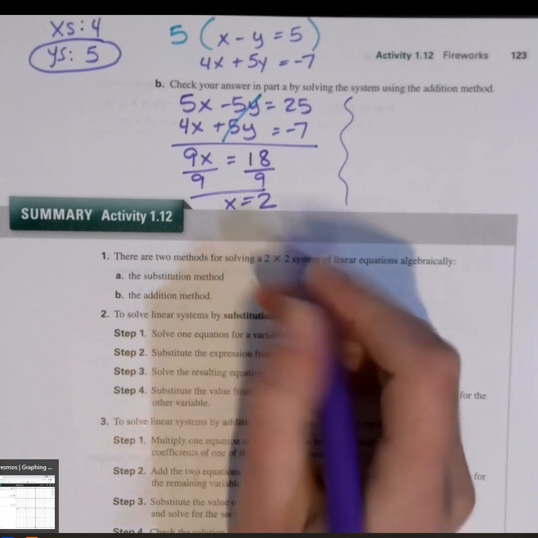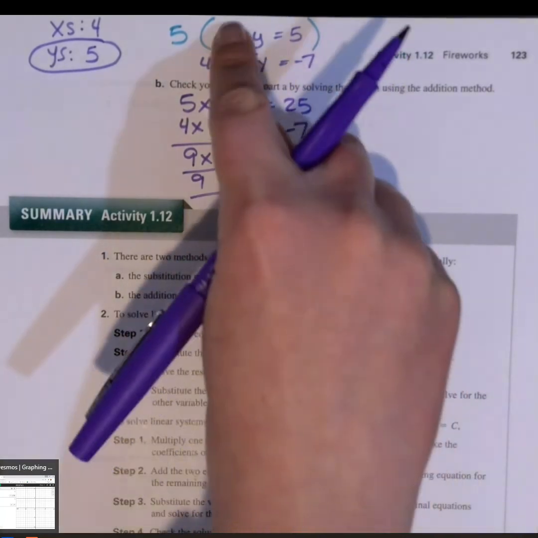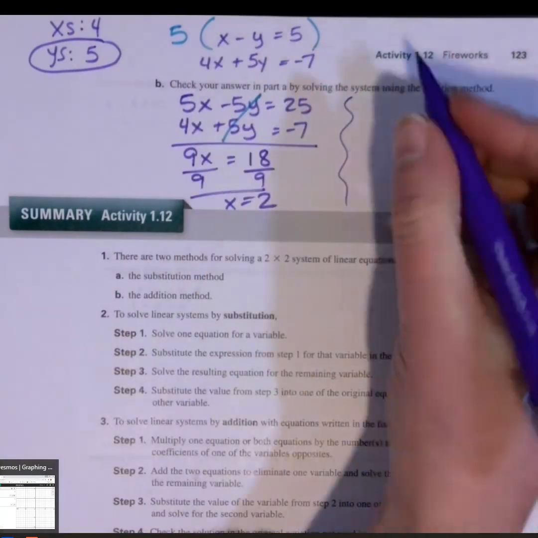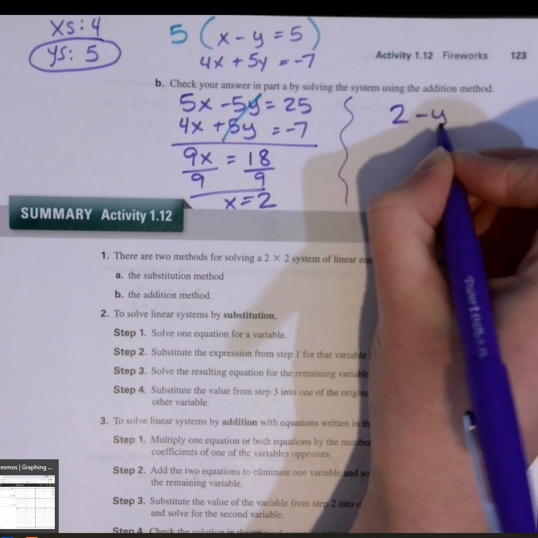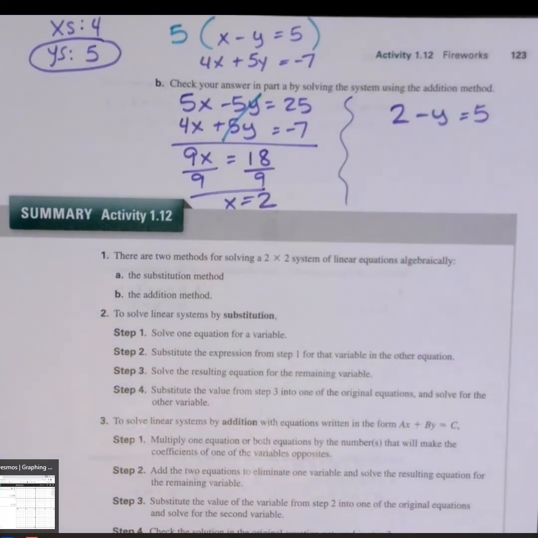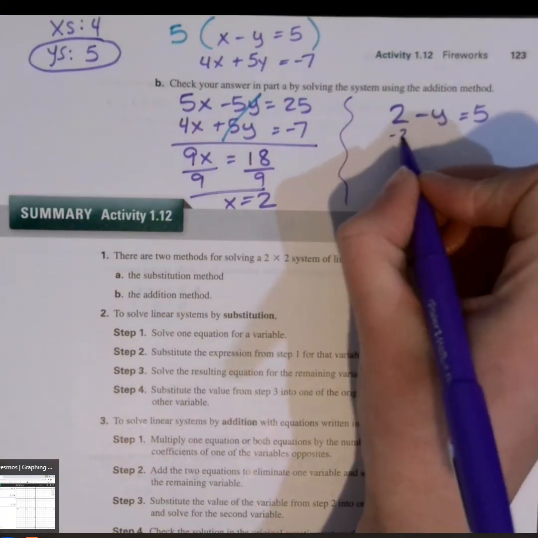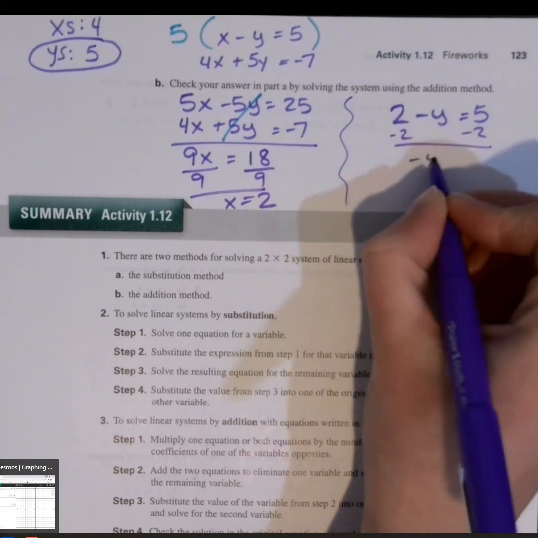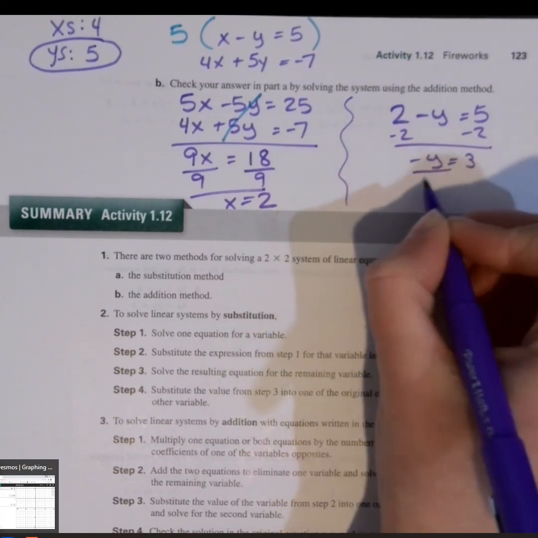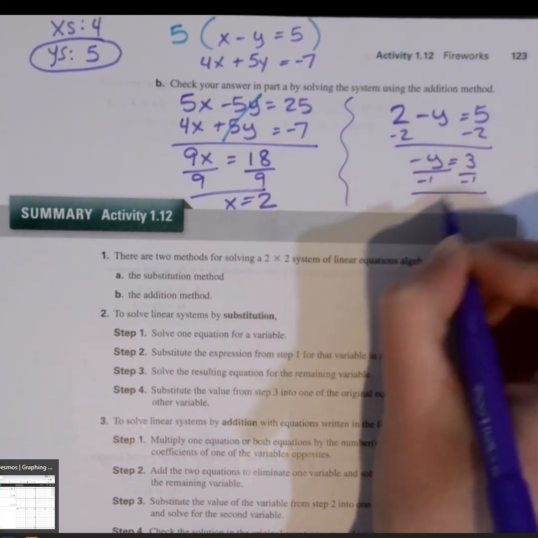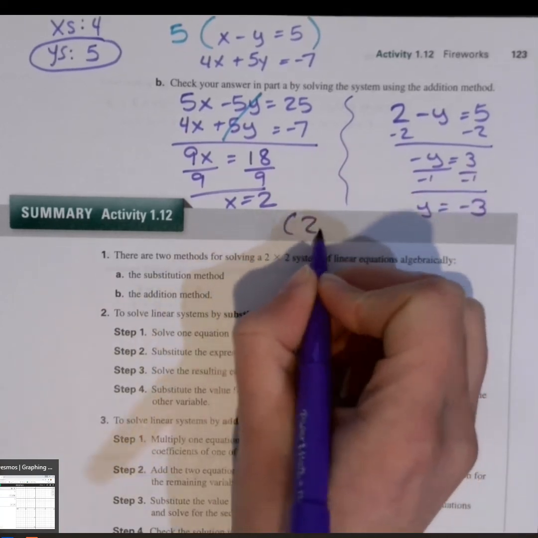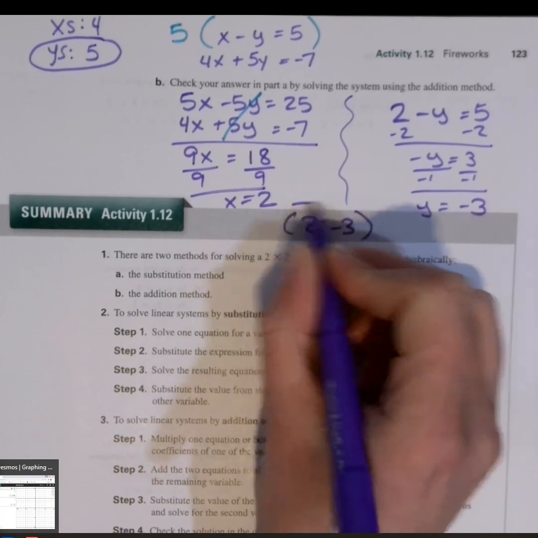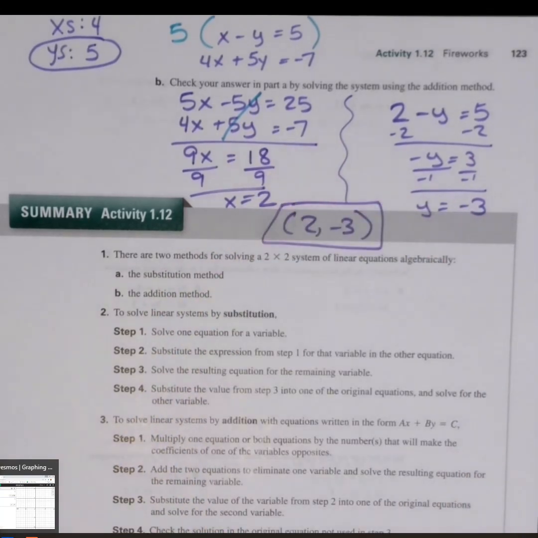So I have to take my x and I have to plug it in for x. Does not matter which equation I get to choose. So I'm going to choose smaller numbers. So 2 minus y equals 5. Okay, so if I subtract 2 from both sides, negative y equals 3. Divide off the negative 1 coefficient. Y equals negative 3. And so I do have 2 comma negative 3. And there we are.